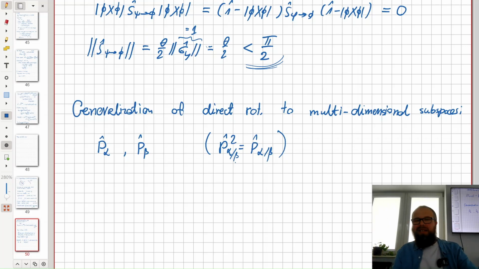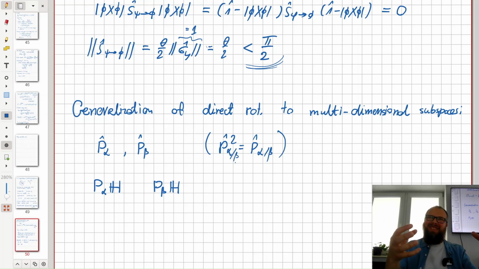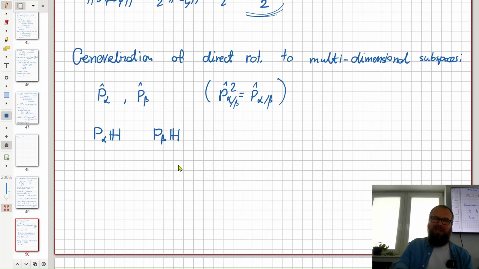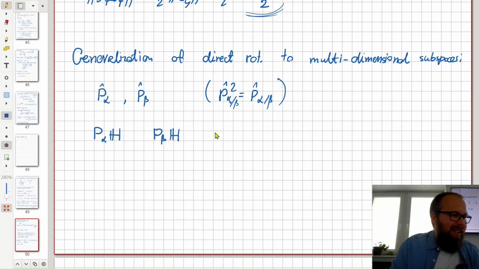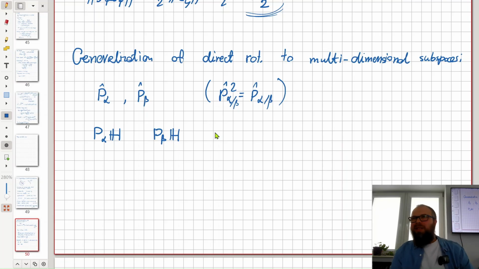All those projection operators you can use to carve out a subspace in your Hilbert space. So let's call those subspaces P alpha H and P beta H. This notation insinuates that you take vectors and apply your projection operators to cut out only the stuff in the subspace it projects on; the rest goes to 0. So this is a shorthand notation. And now the direct rotation can be constructed under some conditions. We'll get to the conditions in a second.